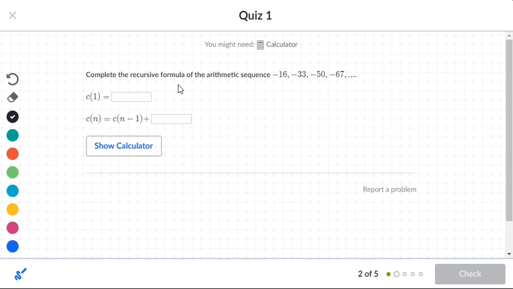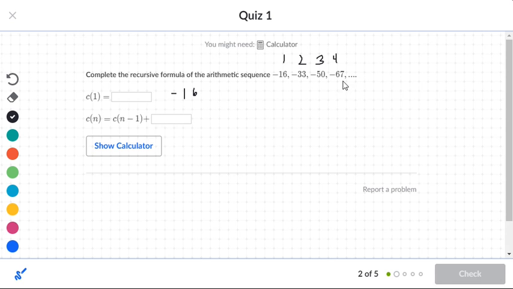Complete the recursive formula of the arithmetic sequence. Well, the very first thing is we want to identify what the first term is. So the first term is negative 16. Now we want to identify our rule here. Now notice you're going from 16 to 33, negative 33 to negative 50, negative 50 to negative 67. So the number is getting smaller. So since the number is getting smaller, it's going to be some form of subtraction.